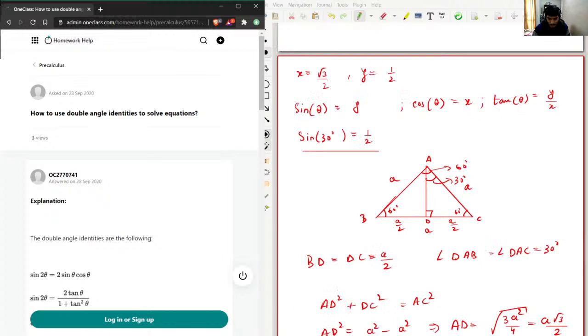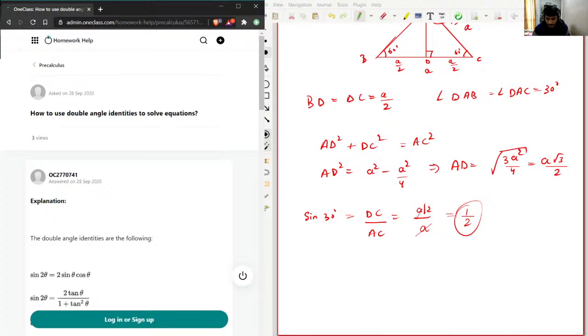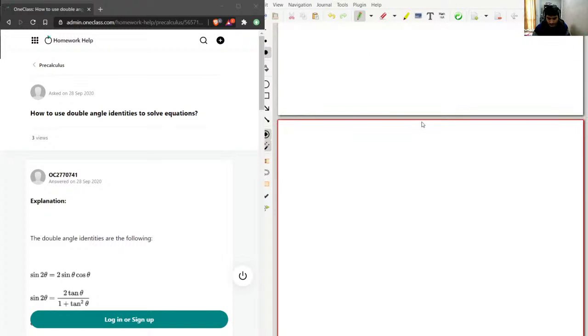Yeah, so now we'll have question number 7. In this question, it is asking how to use double angle identities to solve equations. So double angle identities. I'll just write the double angle identities first.